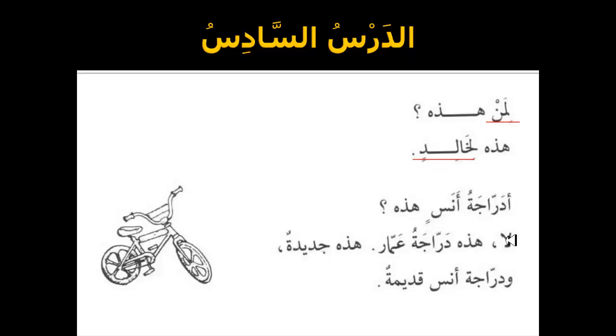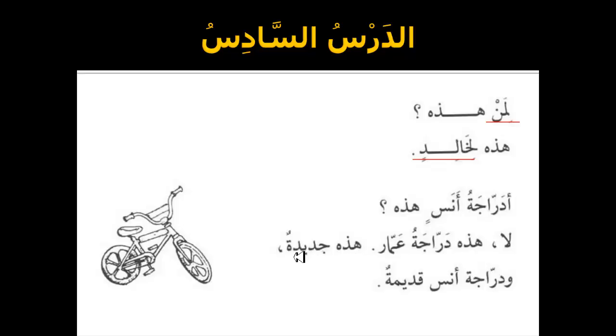Now here, let's look at this again. Hadihi for daraja. We're talking about the daraja. And also, this is daraja to Ammar. Because this bicycle is feminine, it is hadihi. And now we're going to describe it. This bicycle is new.